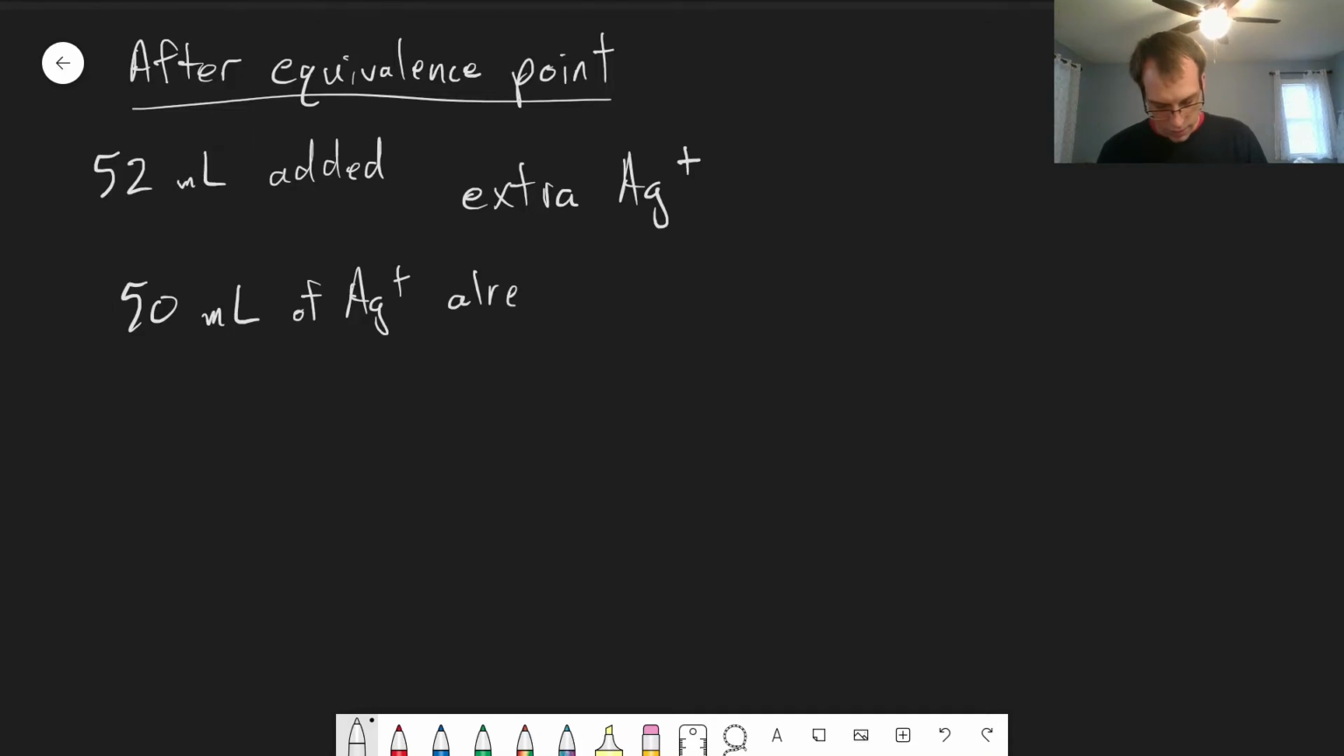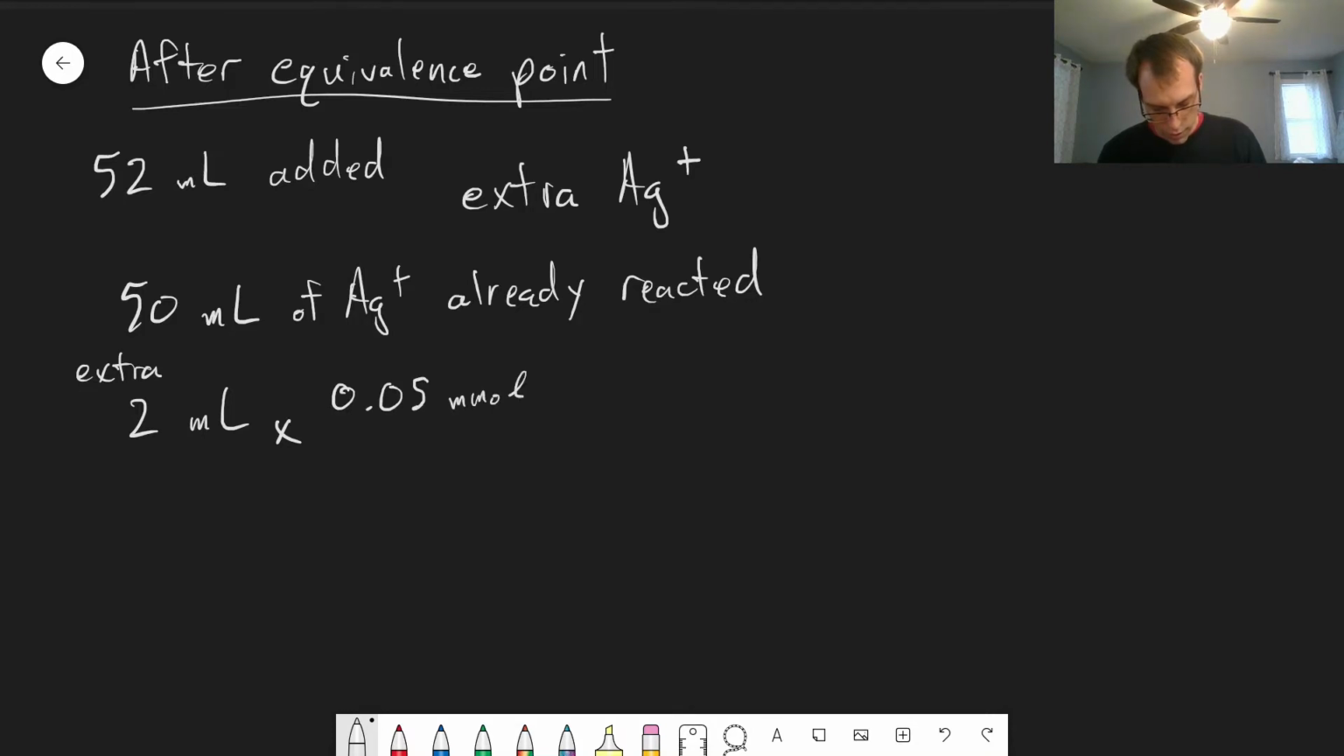already reacted. So our excess silver is going to be the extra 2 milliliters. And so we want to know how many moles is that. So 2 milliliters extra times our 0.05 millimoles per milliliter. Right, 2 times 0.05 is 0.1. So we have 0.1. Again, I'm leaving off some significant figures here. 0.1 millimoles of silver.